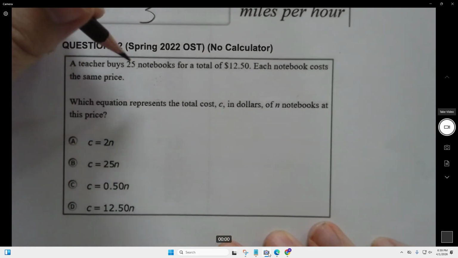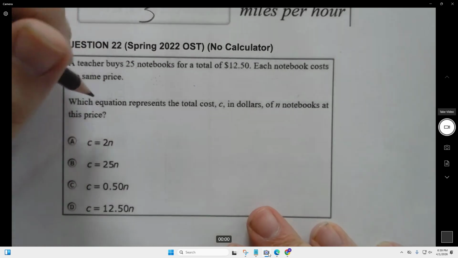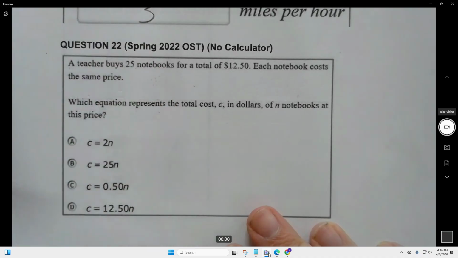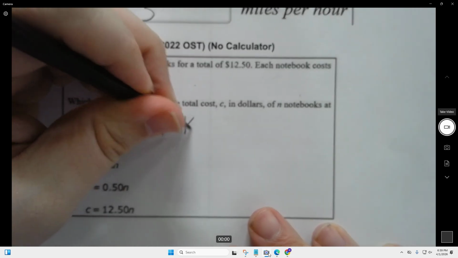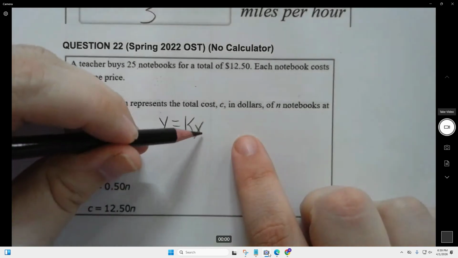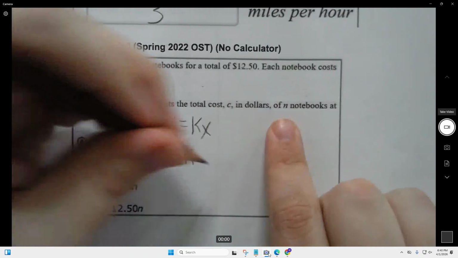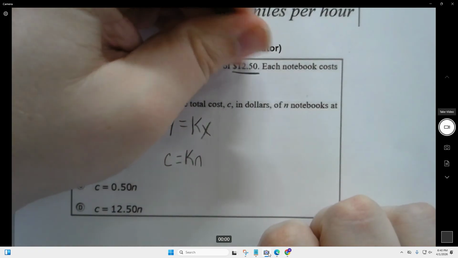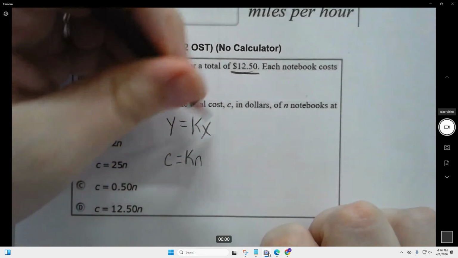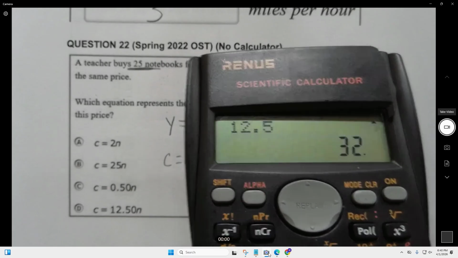A teacher buys 25 notebooks for a total of $12.50. Each notebook costs the same price. Which equation represents the total cost C in dollars of notebooks at this price? So remember, y equals K times X. Our y in this case is the total cost, so C equals the constant of proportionality times the number of notebooks. Now we just need to find our constant of proportionality. It is cost per notebook. Cost per notebook. Okay, so cost 12.5 per notebook.